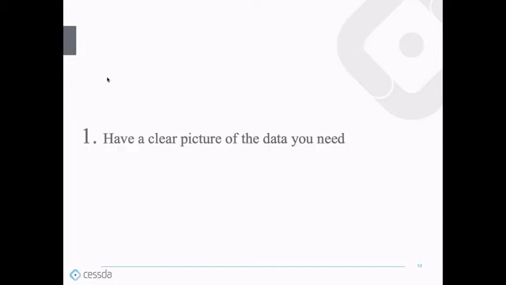So let's get started. We start with the first element of the discovery process. Before you start searching for data, you must have a very clear picture in your head. You must know what the data you are looking for. To find out, you must ask yourself several questions.